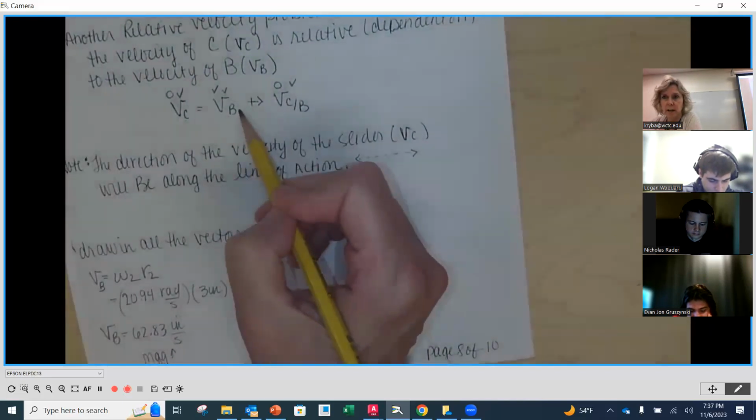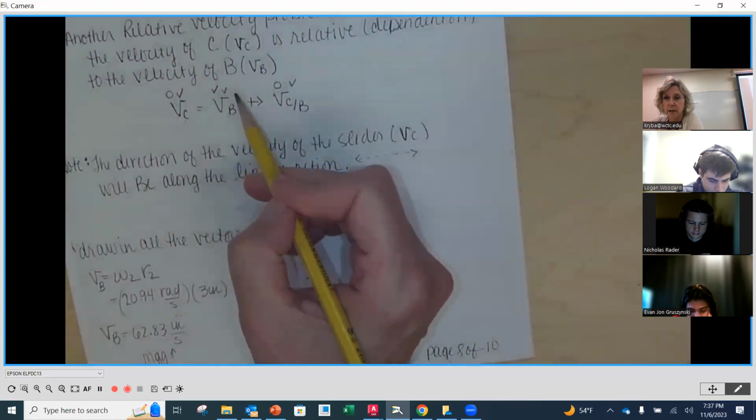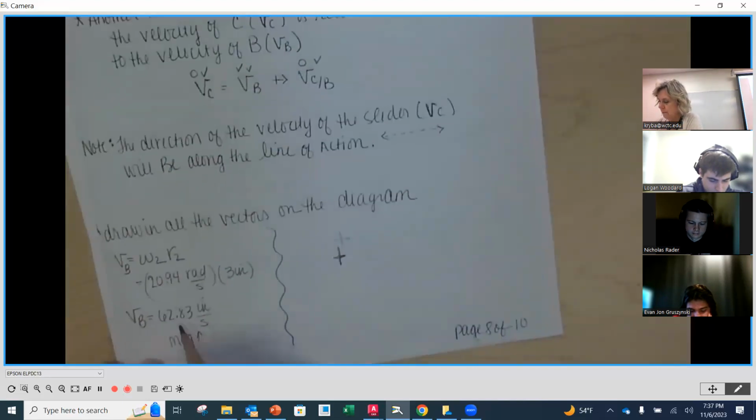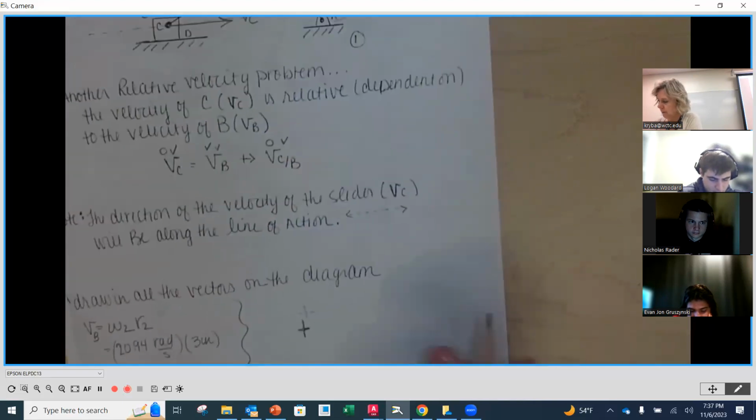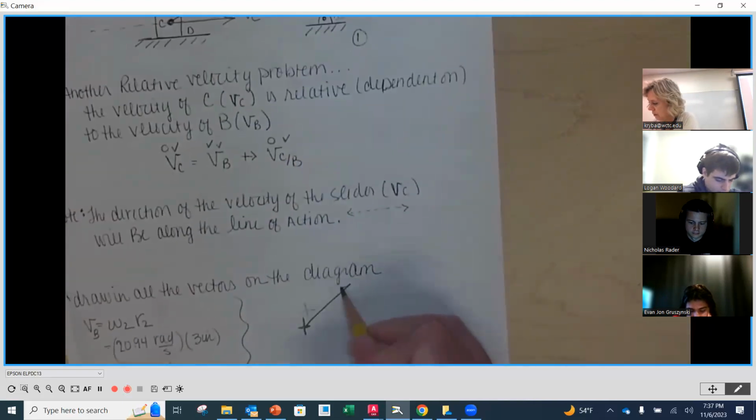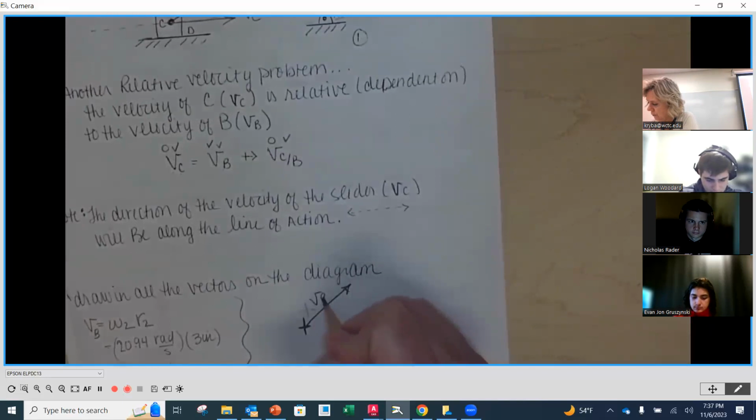So we're going to start with our velocity at B. We know magnitude and direction. We know that magnitude is 62.83. And we know it's going up and to the right, right? So this is going to be our VB.